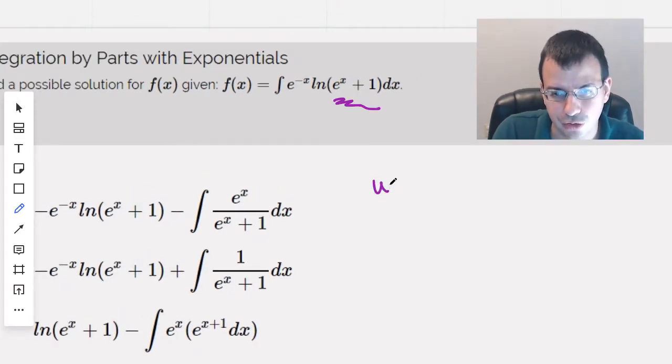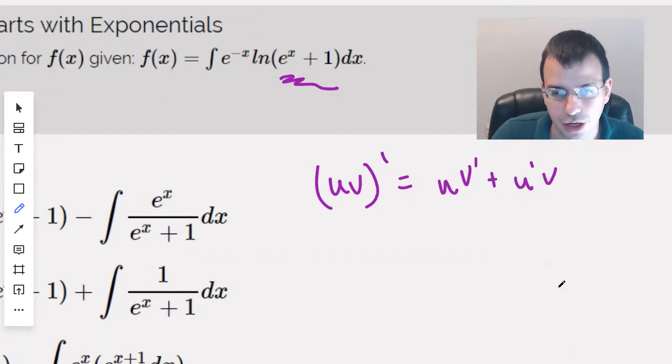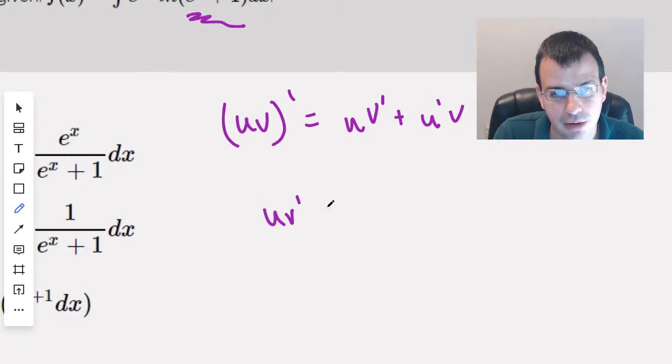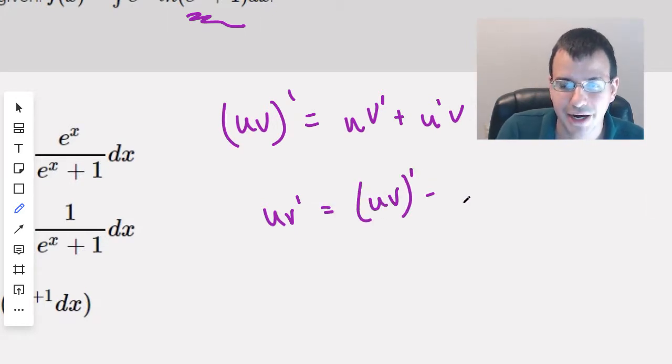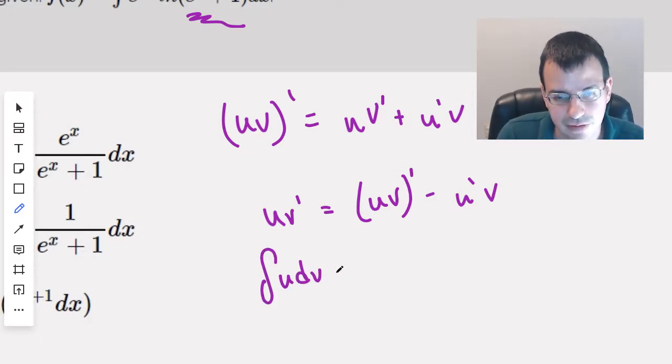So start with the formula for integration by parts, which is always uv, plus u prime v. This is the product rule. Rearrange the product rule and we get something like uv prime equals uv, quantity primed, minus u prime v. Integrate both sides, and we get the integral of u dv equals uv minus the integral of v du.